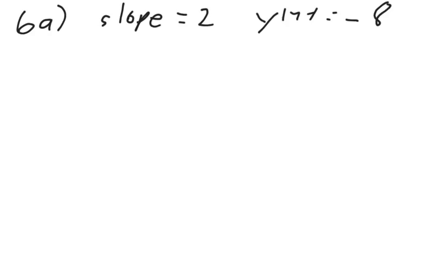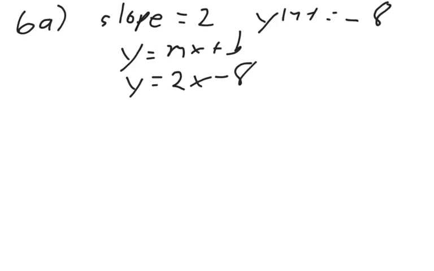Alright, 6a says we got a slope and we got a y-intercept, so we can just plug these right into y equals mx plus b. Y equals 2x minus 8.